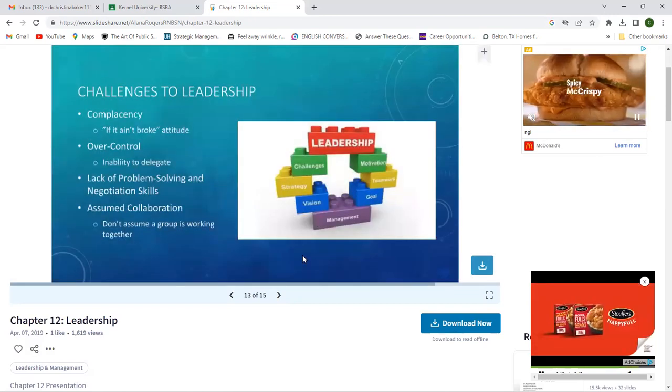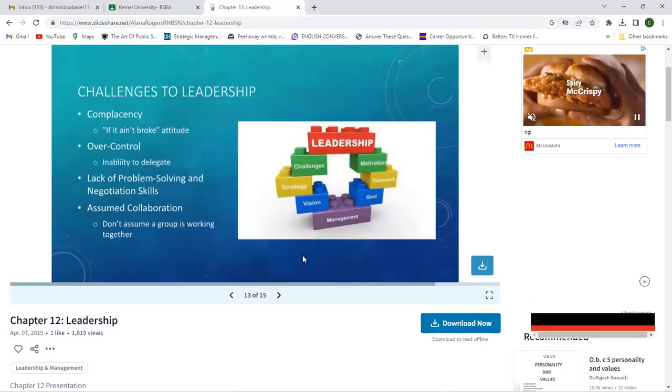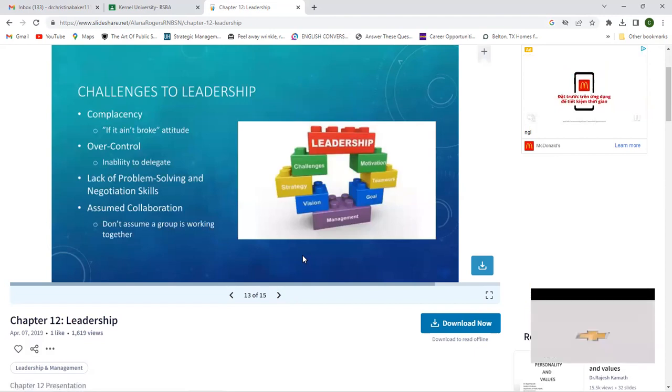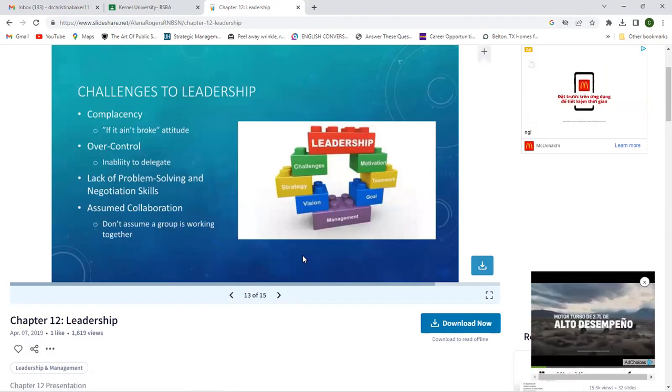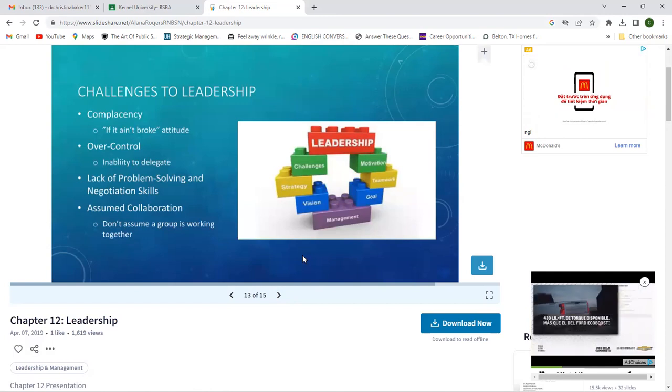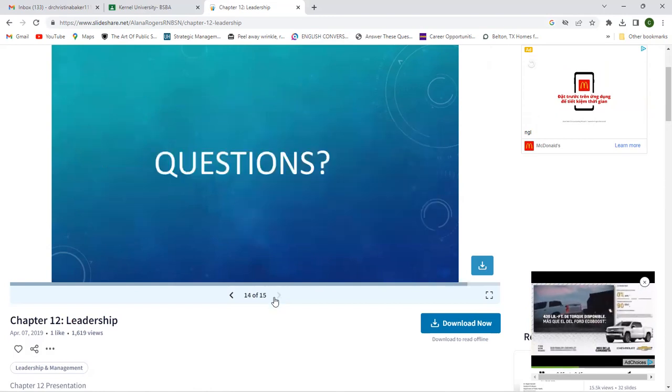Challenges to leadership: competency, the attitude of "if it ain't broke," over-control, inability to delegate, lack of problem-solving skills, assuming collaboration, and maybe not assuming groups work together.